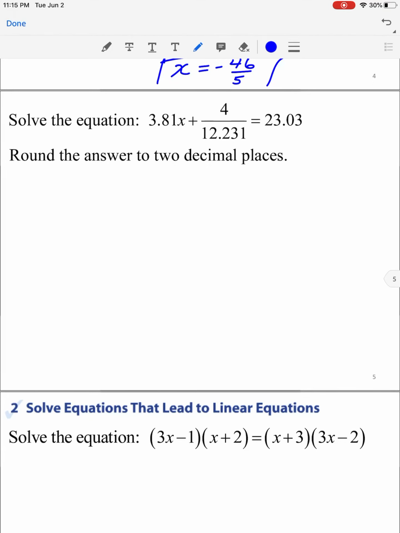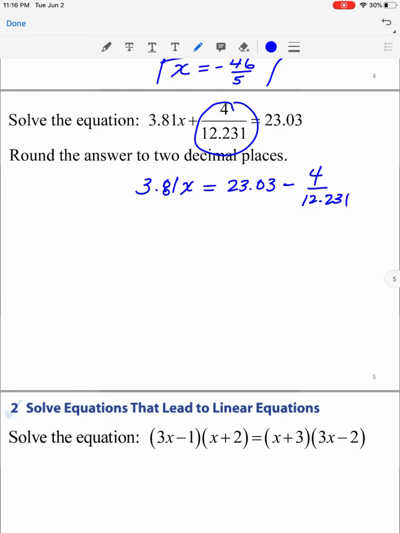Don't let this right here throw you any kind of way. You treat it the exact same way. I'm just going to take this little piece right here. Since it's positive, I'm going to subtract it to the other side. And I'm not going to give myself a headache. I'm going to toss this into a calculator. We have 23.03 minus 4 divided by 12.231.